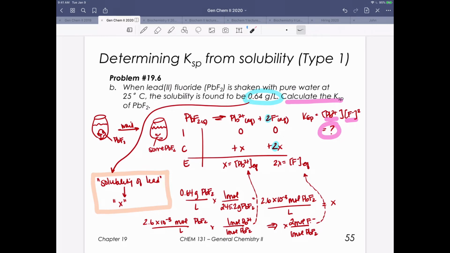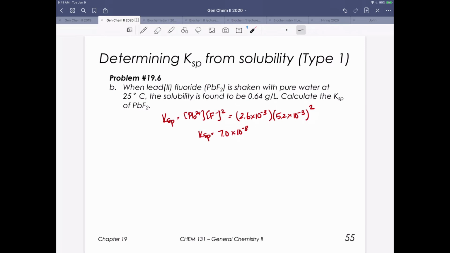So if this problem was just asking for maybe the fluoride concentration, it would just be double this value. But to get our Ksp, we need to put the lead concentration in, 2.6 times 10 to the minus third. This number is doubled to get the 5.2 times 10 to the minus third, but then we also have to square that for our Ksp. So that's how we get our 7.0 times 10 to the minus 8th.